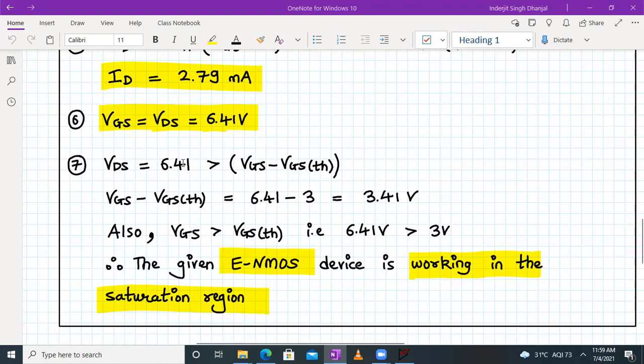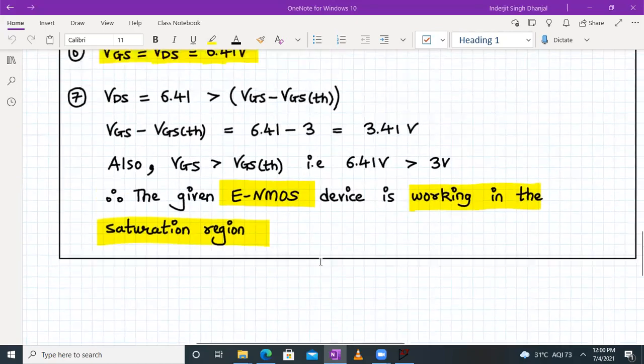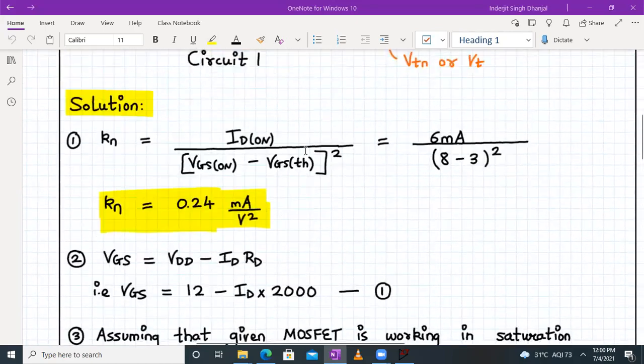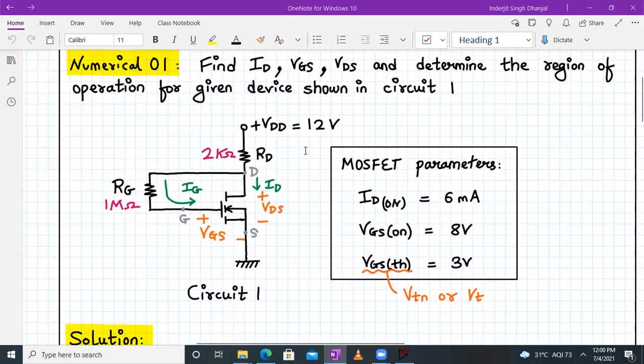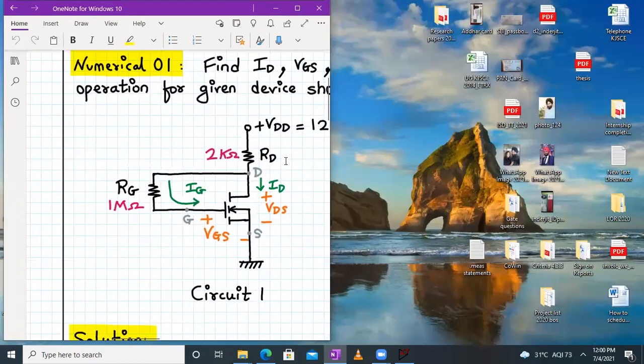So over here, VDS is 6.41 and VGS minus VGS-TH is 3.41. So definitely VDS is greater than VGS minus VGS-TH. Also, VGS is greater than VGS-TH. That is 6.41 is greater than 3 volt. Hence, we can say that the given NMOS device is working in the saturation region. Now, let us build a circuit in LTSpice and check the values analytically.